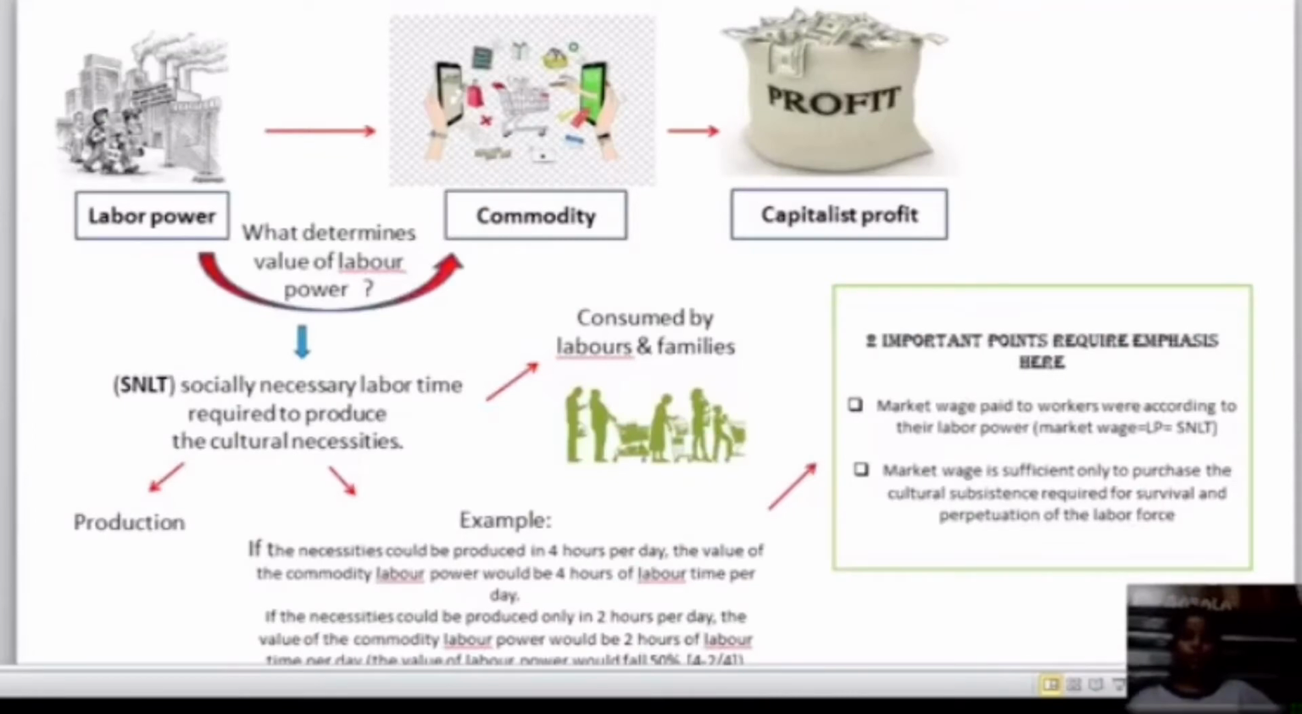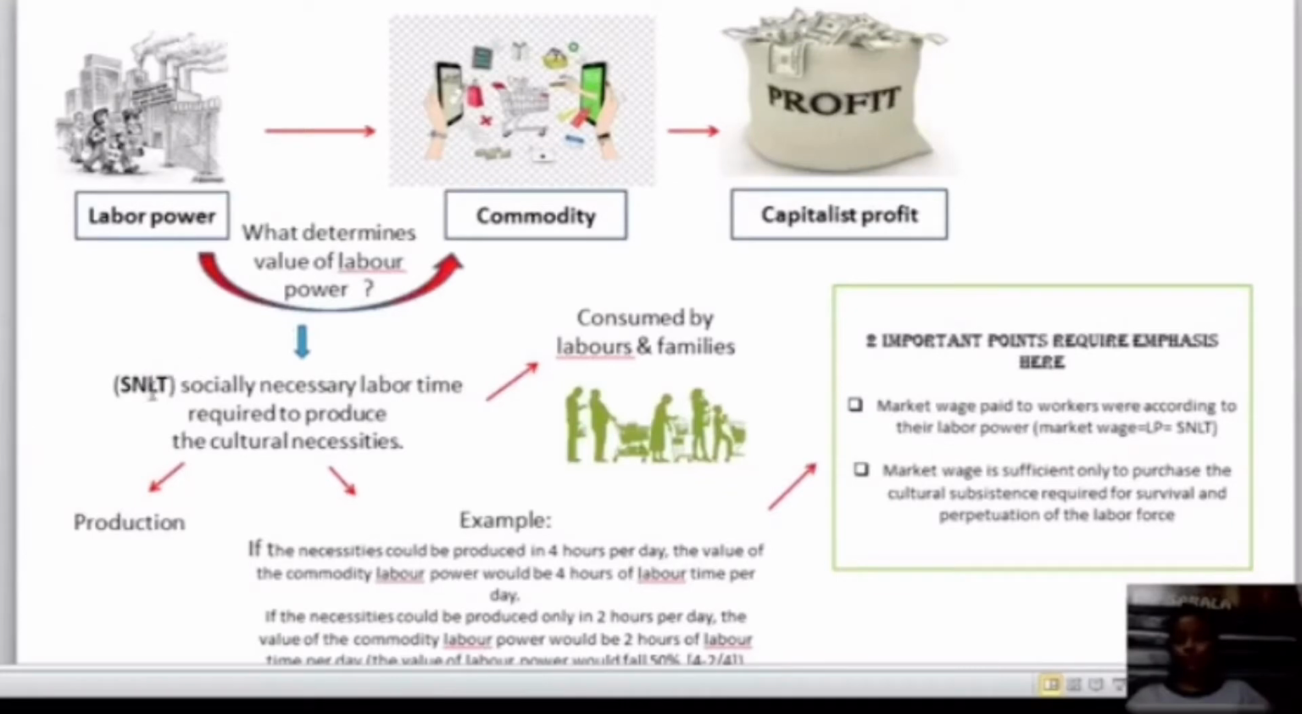I want to explain about labor power. The picture says that the final good produced by the laborers will be sold in the market. That is what we call the commodity, and the consumer will pay as an exchange value using money, and the money will make a profit for the capitalist. What is labor power, and what determines the value of labor power?